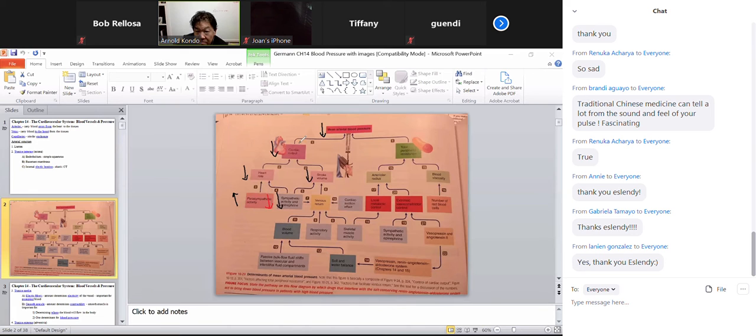decrease parasympathetic, let me change color. If we decrease parasympathetic and increase sympathetic, right? These are always going to be opposite to one another. So if we decrease parasympathetic and increase sympathetic, we will increase heart rate, increase stroke volume, increase cardiac output to increase mean arterial pressure. So that's how the nervous system is controlling overall cardiac output, and the relationship between cardiac output and blood pressure is directly related. If we increase cardiac output, we will increase blood pressure.